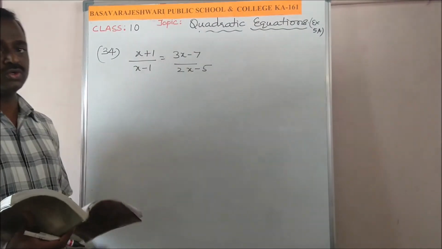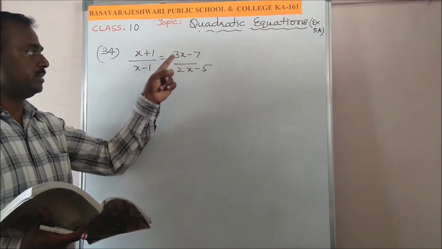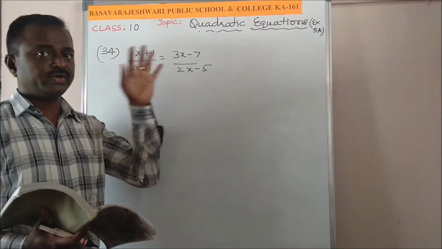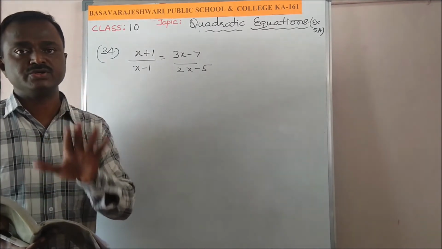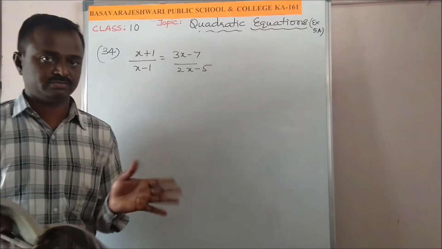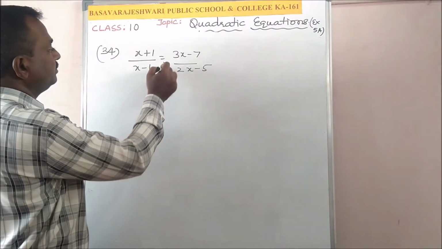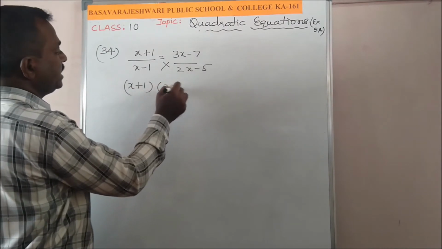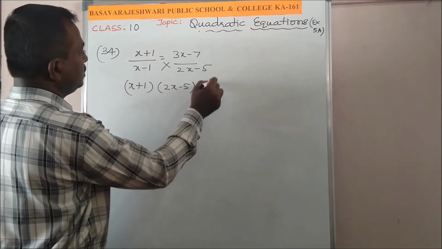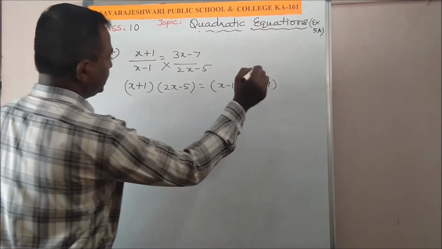So 34th question: (x plus 1)/(x minus 1) is equal to (3x minus 7)/(2x minus 5). First thing is you have to bring it into standard form, ax square plus bx plus c is equal to 0. Then go for factorization. So cross multiplication: (x plus 1) into (2x minus 5) is equal to (x minus 1) into (3x minus 7).